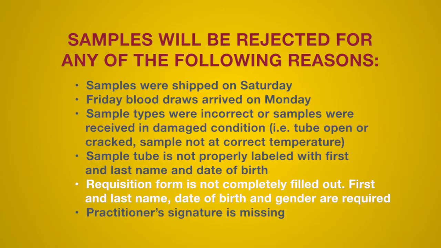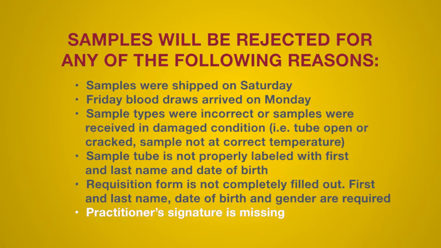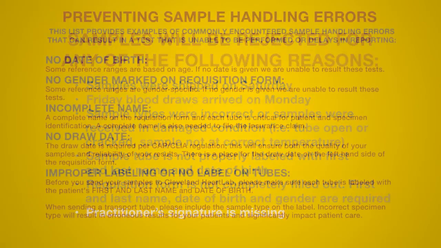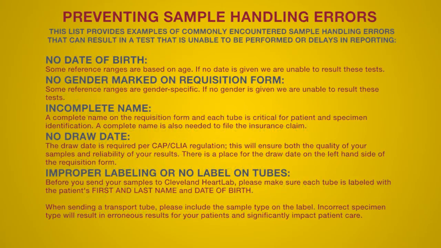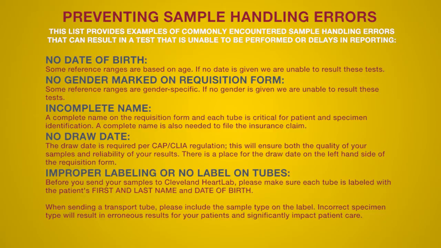The requisition form is not completely filled out. First and last name, date of birth, and gender are required. The practitioner's signature is missing. Preventing sample handling errors. This list provides examples of commonly encountered sample handling errors that can result in a test that is unable to be performed or delays in reporting.